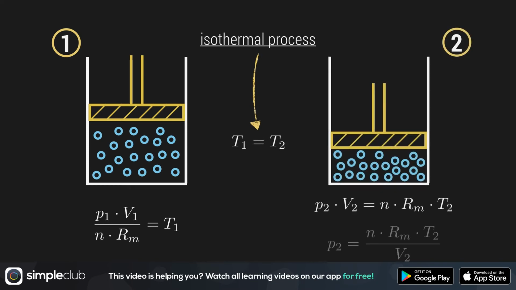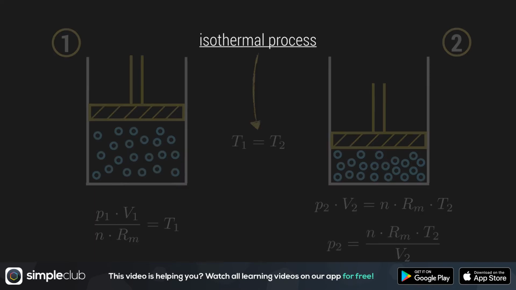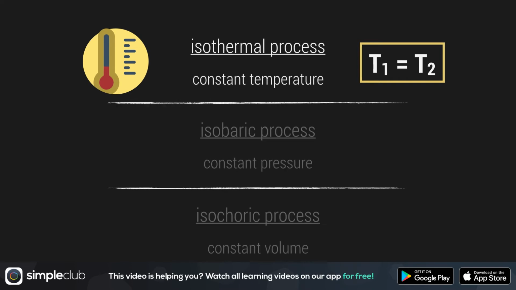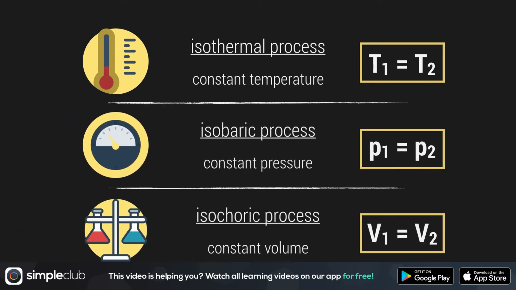Let's write down the ideal gas equation for the second state and solve for the pressure P2. Once again, we've been given everything we need, and so we can calculate the pressure in the second state. In many cases, individual states are linked by different types of processes, such as the isothermal process in this case. But we also have isobaric for constant pressure and isochoric for constant volume, for example.